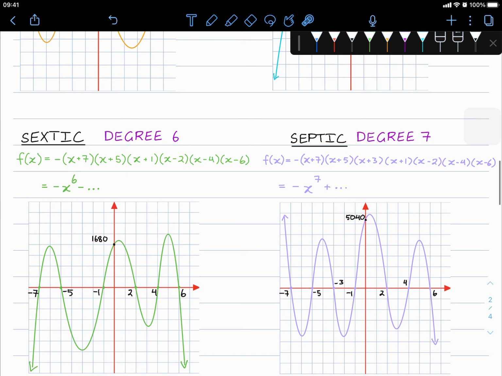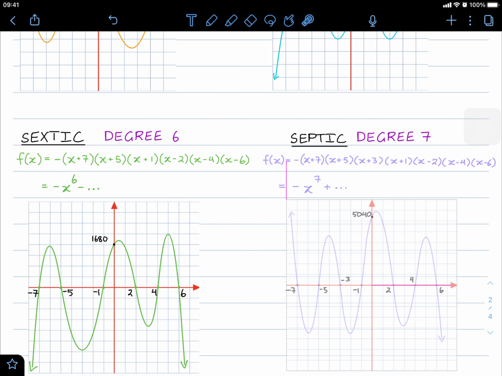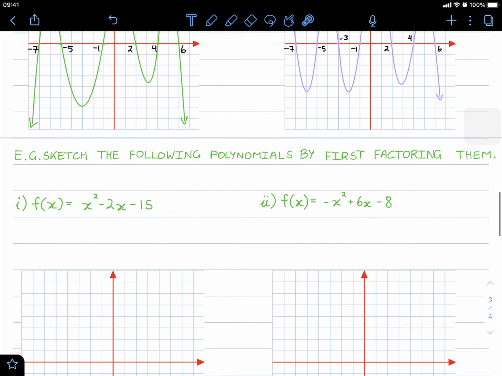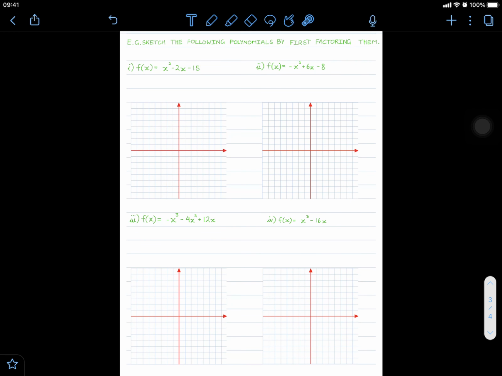So that's the general idea for graphing polynomials. But just to keep this video a little bit shorter, I'm going to cut this off for now. I'm going to leave this for the next video where we do these examples.